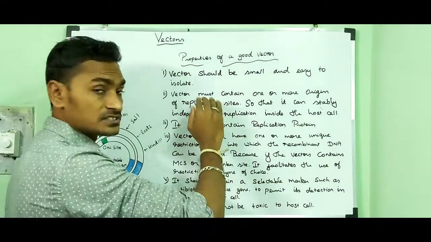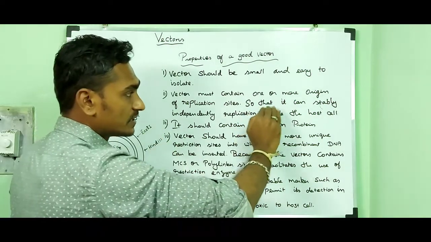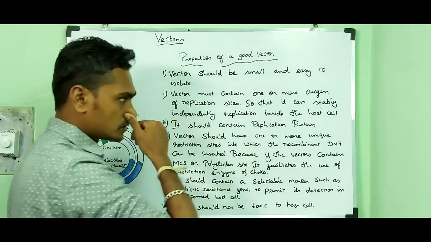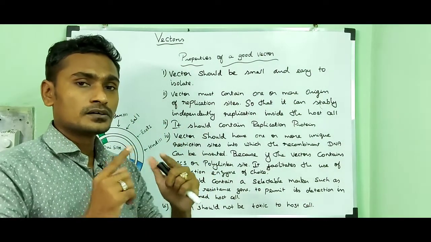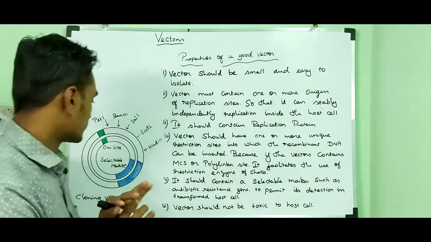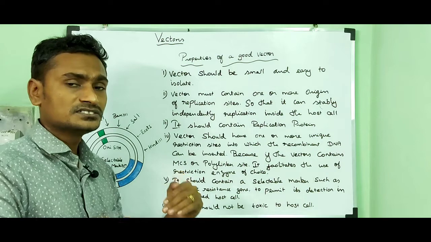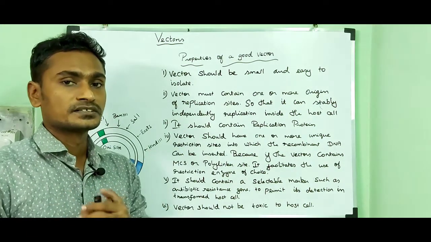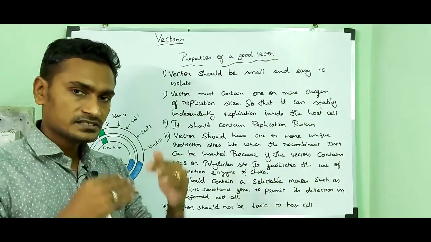Then the vector must contain one or more origin of replication sites so that it can stably and independently replicate inside the host cell. So a good vector must contain at least one origin of replication site. So this is the origin of replication site. In the origin of replication site only, the replication process gets started. So the vector should contain the origin of replication site.